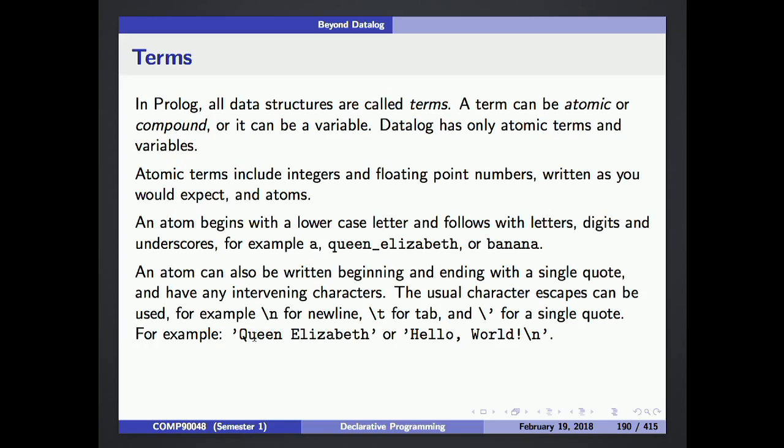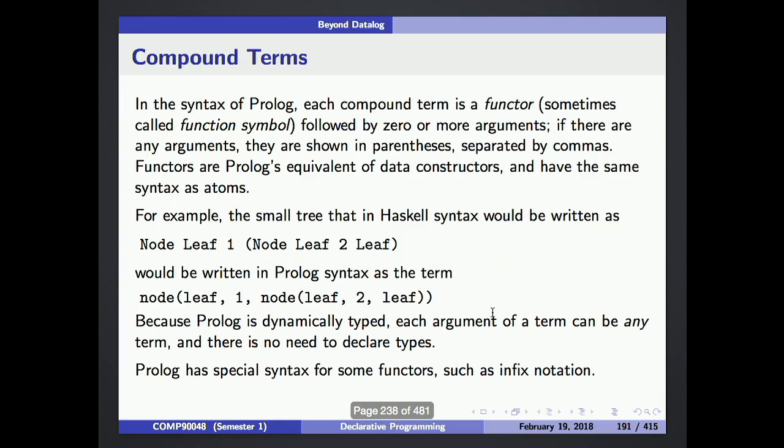You can write complicated atoms by putting them inside single quotes. So I could write single quote Queen Elizabeth or Hello World, something like this, and then I can use escape characters, the usual things that I'm used to from C: backslash n for new line, backslash t for tab, and backslash quote for a single quote, because if I want to put a single quote, I can't do it directly, because it would be closing the quotes. All right, so that's atoms.